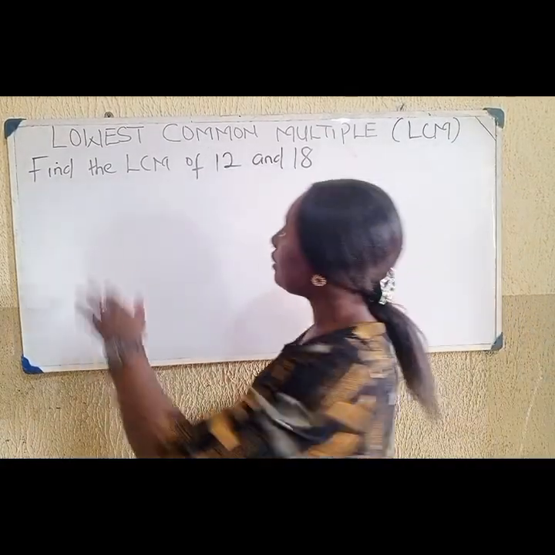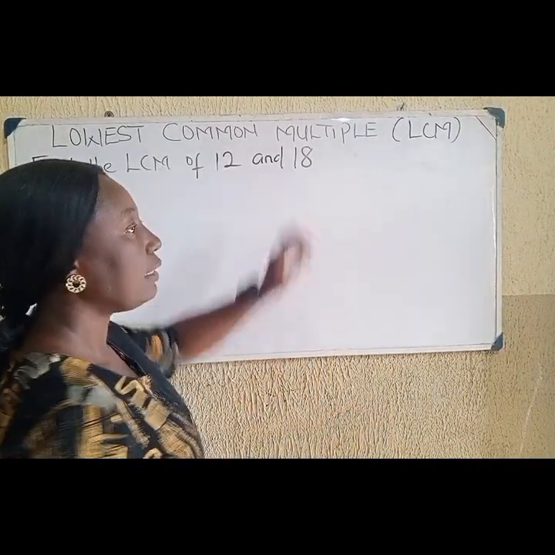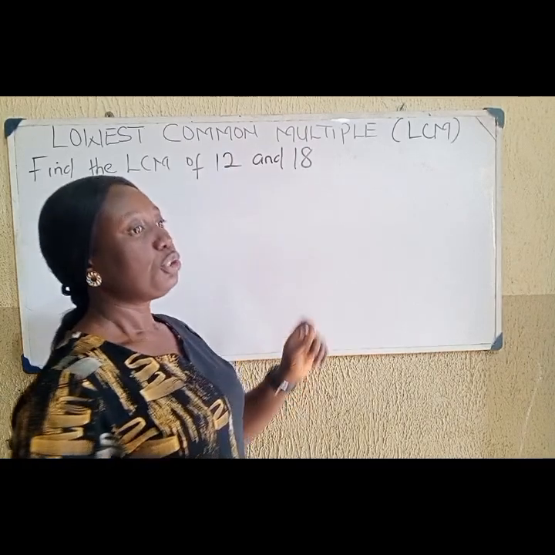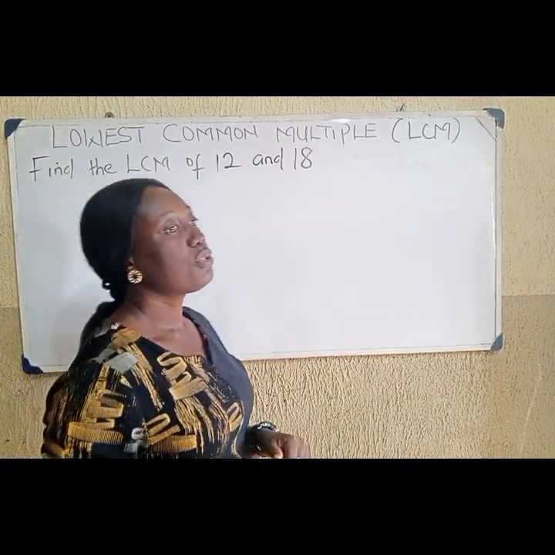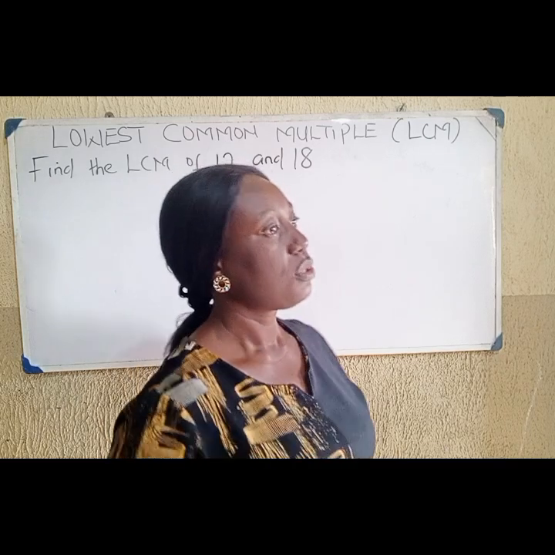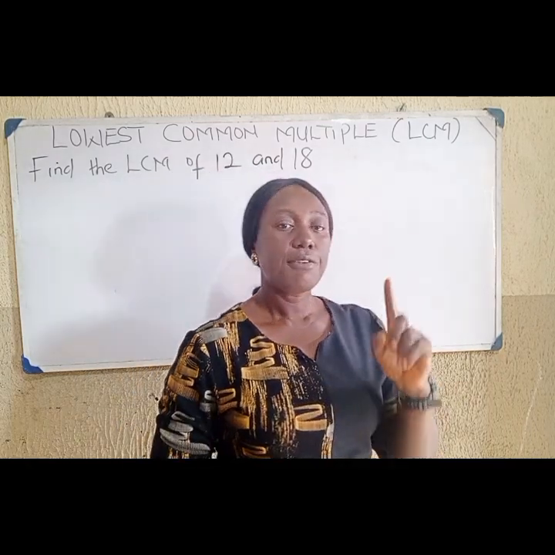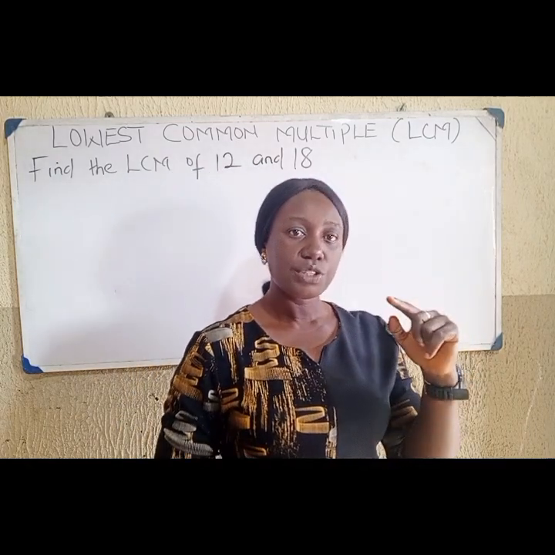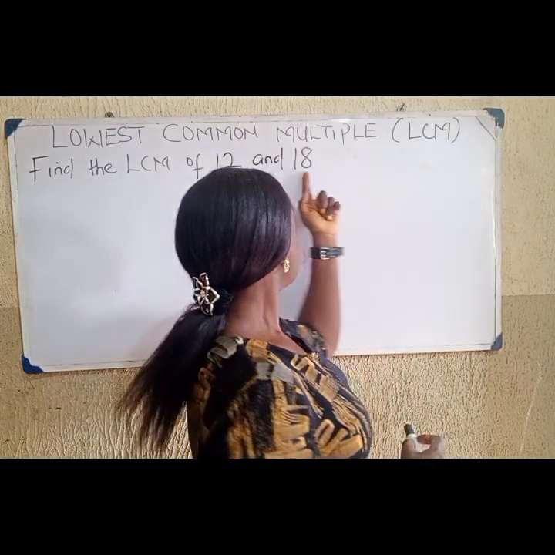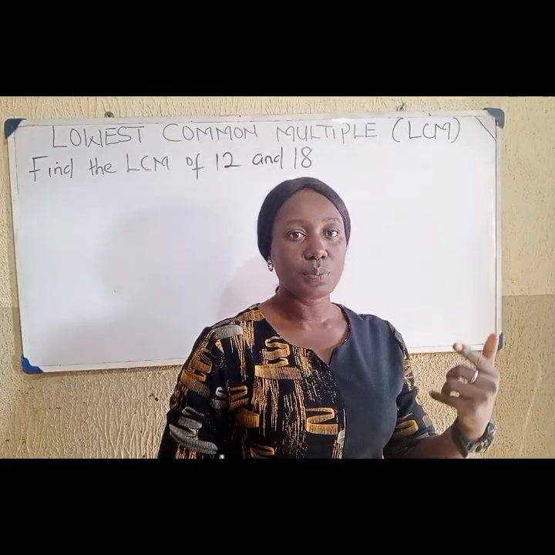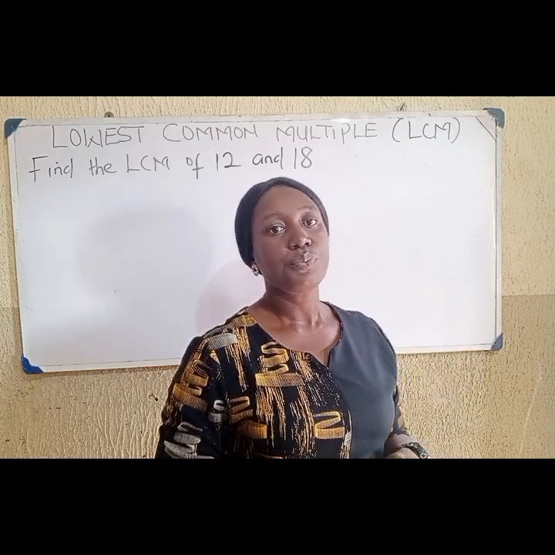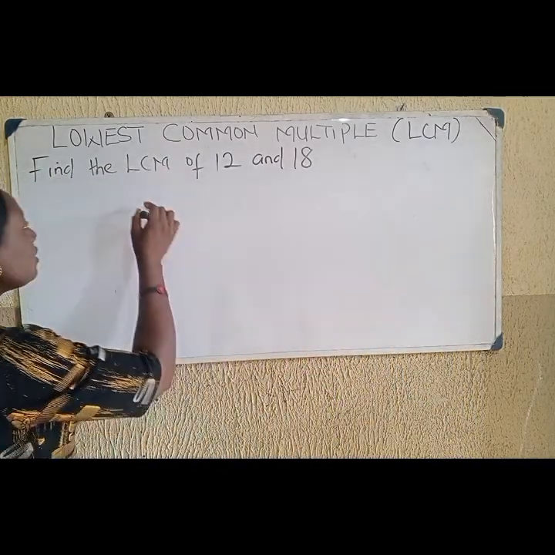So we are asked to find the LCM of 12 and 18. We are going to use the second method I used before. In the first method, which is finding the multiples, when you are given a large number like this, some children find it difficult to get the multiples and it takes a lot of time also. But this method is much easier.